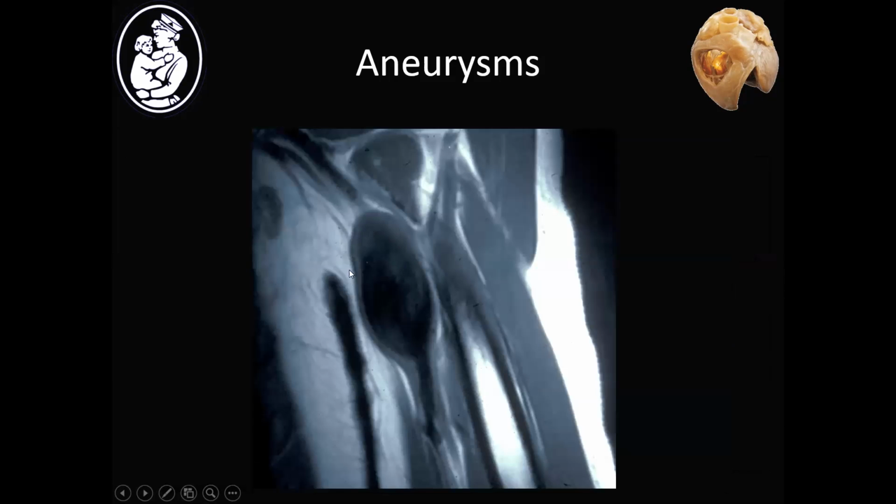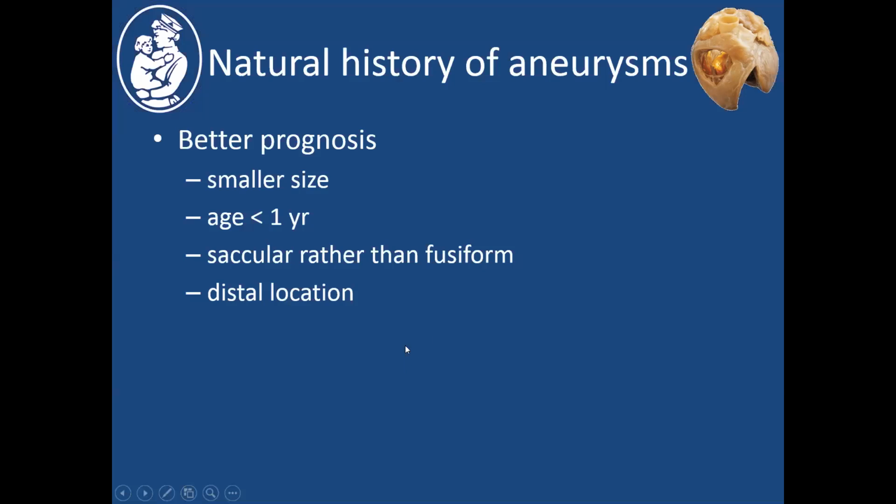And not only coronaries, but this is an axillary artery. This is the shoulder joint up here, scapula up there. And here you can see this axillary artery has a very long aneurysm in it, probably with some thrombus in the aneurysm. The natural history of aneurysms, the prognosis is better if the aneurysm is smaller, obviously.